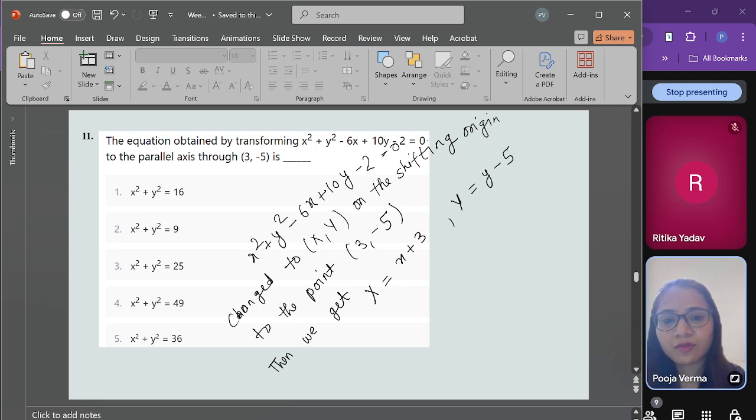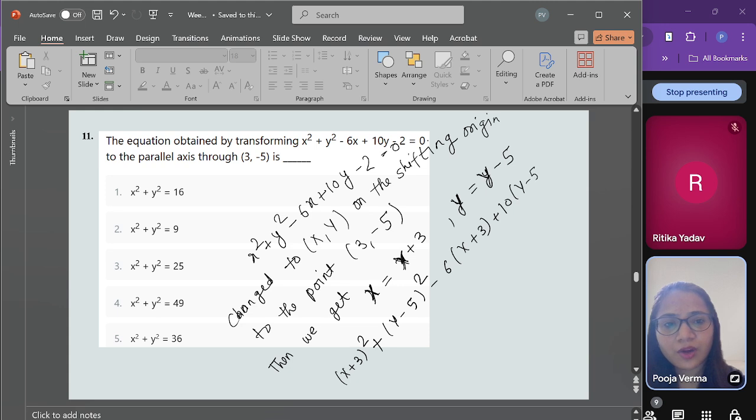Now put the values of x and y in these equations. Sorry, it is small x and y here, and here it will be the capital. So now put these x and y values in this equation, then find the transformed equation. So x square becomes (x plus 3) square, plus (y minus 5) square, minus 6 times (x plus 3), plus 10 times (y minus 5), minus 2 is equal to 0.